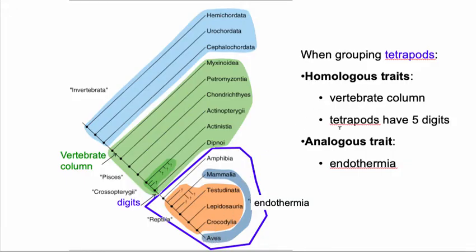Homologous traits for all these groups are having a vertebral column. Everybody in this group does. Having 5 digits. Originally, everybody here descended from an ancestor with 5 digits. And an analogous trait would be looking at mammals and birds, which both have endothermy, both have the ability to regulate temperature, but they did not inherit that from a common ancestor.